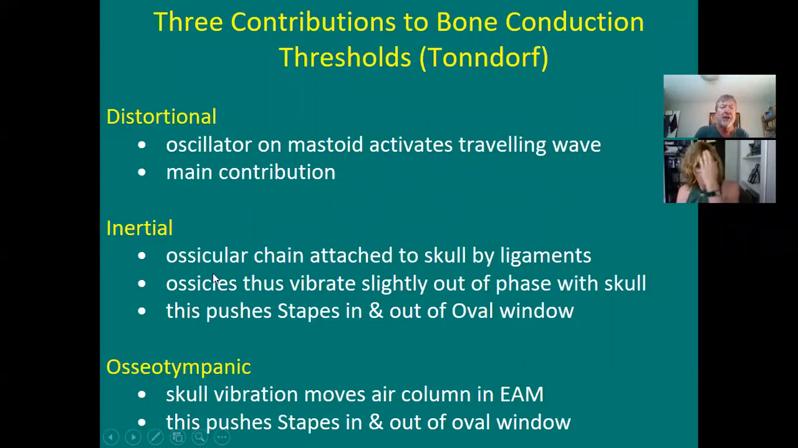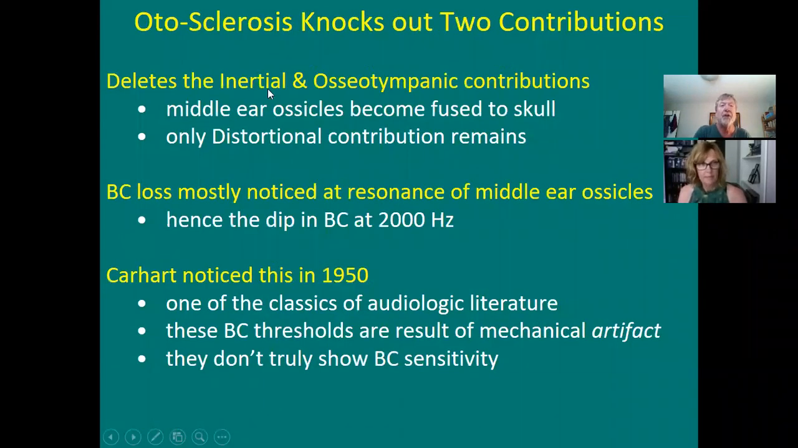Well, when you've got otosclerosis, that whole middle ear chain is fixated, right? Because of that growth of bone. So you've lost the inertial part, and you've lost the osseotympanic part. You've lost two kissing cousins of contributions to bone conduction. So really, when we move the slide over here, I'm going to share screen again. Look at this. Distortional, inertial, and osseotympanic. And when you've got otosclerosis, you've knocked out two of those contributions. Inertial is gone, and osseotympanic is gone, because the middle ear ossicles are fused to the skull, and only the distortional contribution remains. And the bone conduction loss is noticed at the resonance of the middle ear ossicles. Hence the dip in bone conduction at 2,000 hertz.